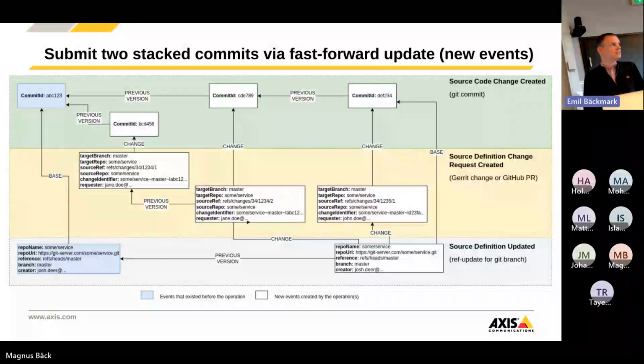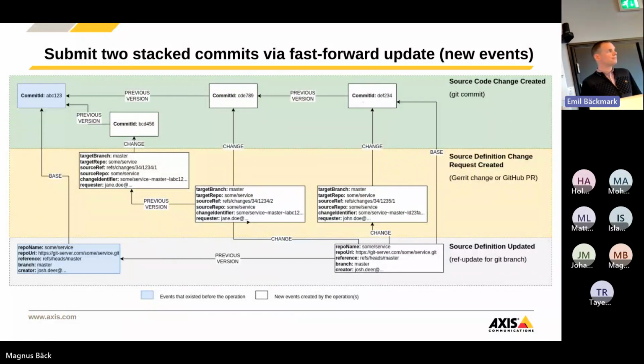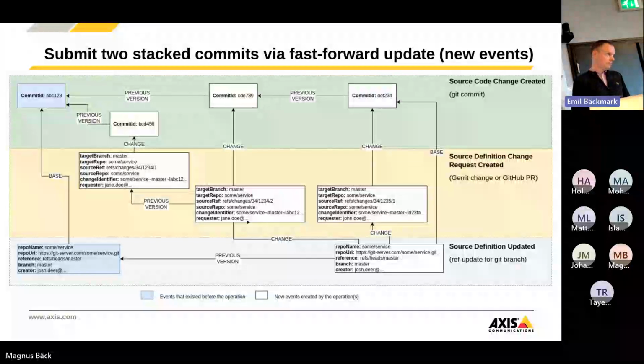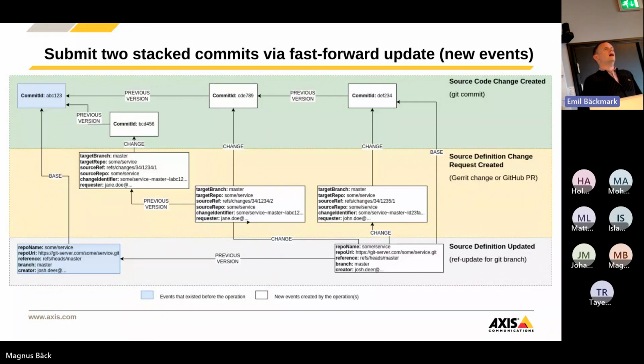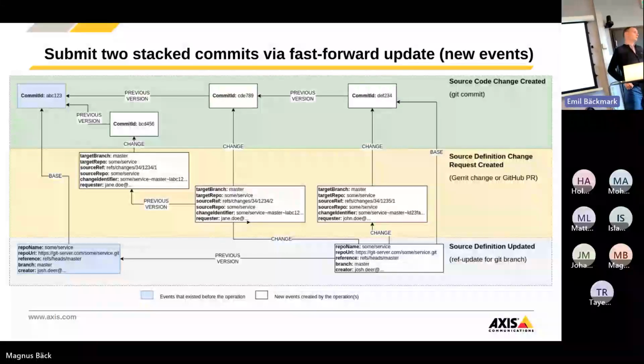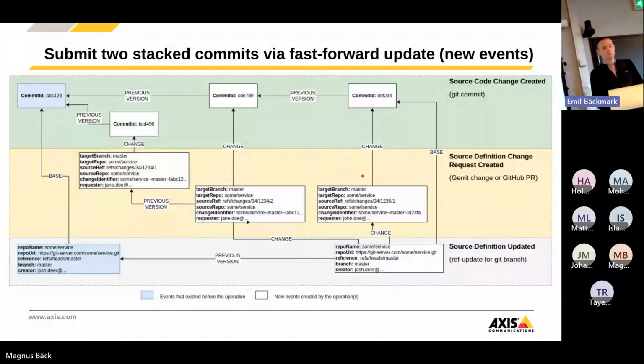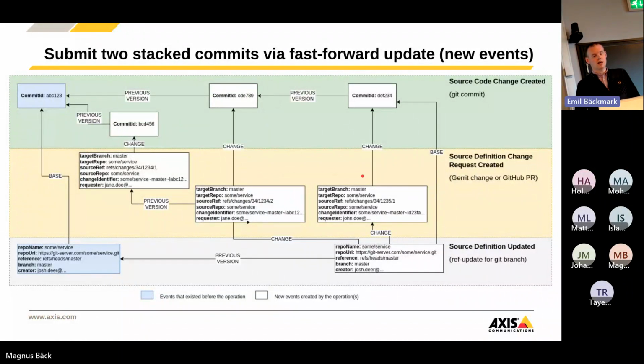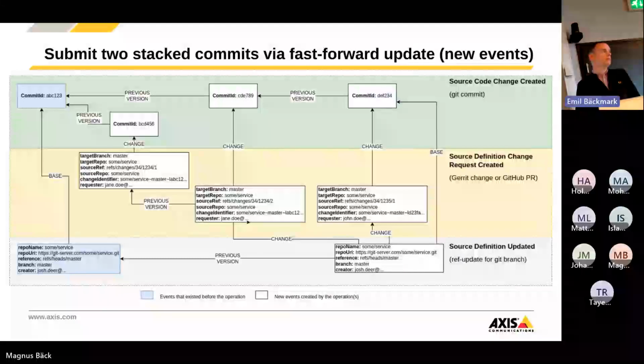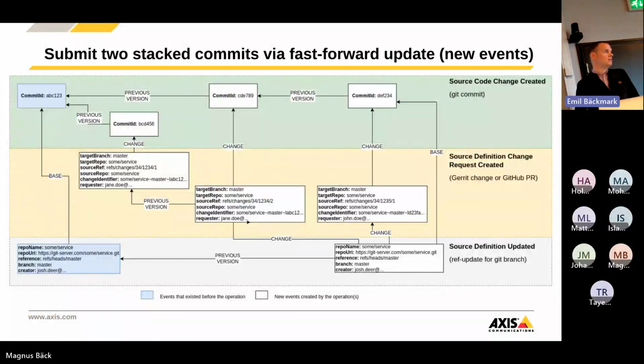Just one comment. I think you said sometime that this source definition change request created corresponds to a change or a pull request. Now you say you send a new such event for each patch set to the same pull request. Yes, I was a little bit sloppy. It's sent per patch set for Gerrit, and for pull request workflows, it's sent once every time you update the pull request branch, because in a sense that is a new request.